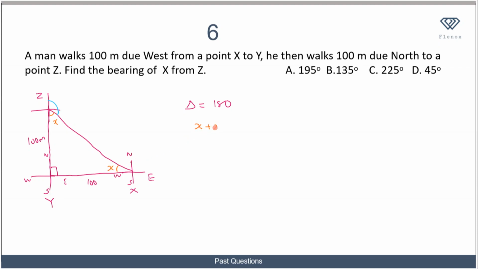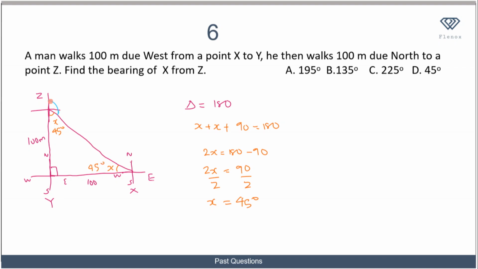X plus X plus this angle over here, which is a right angle, which is 90, is equal to 180. So 2x is equal to 180 minus 90. So I have 2x being equal to 90. And if I divide both sides by 2, I have the value of x being equal to 45 degrees. The value of x here is 45 degrees and the value of x here is 45 degrees.